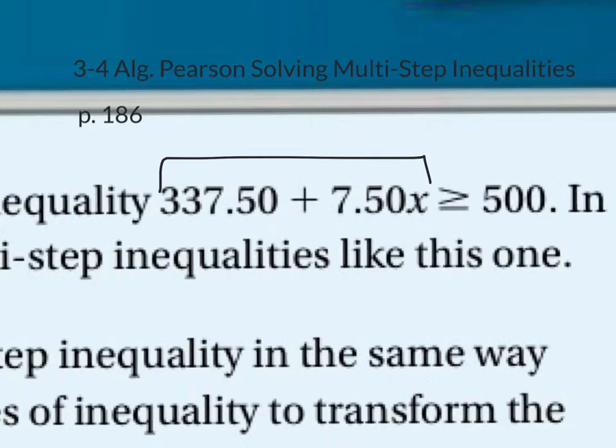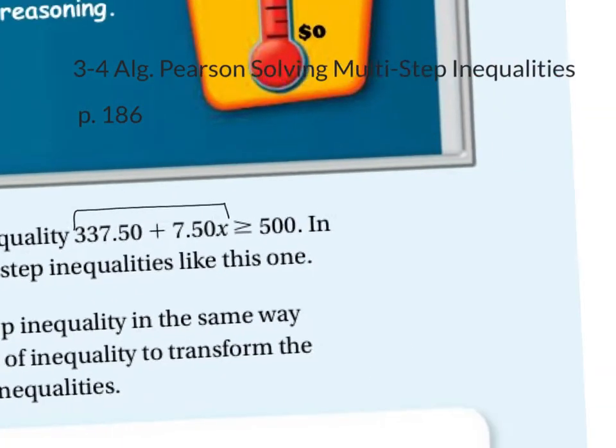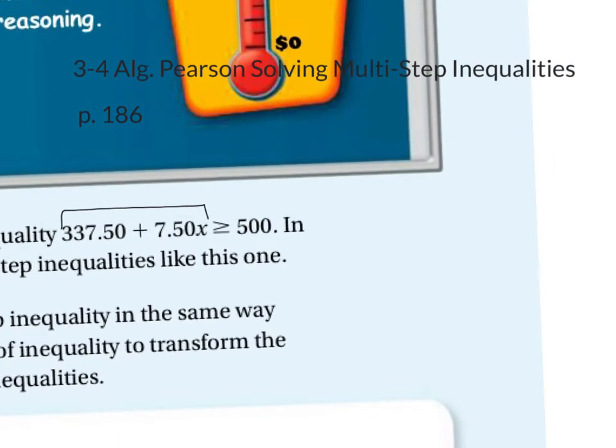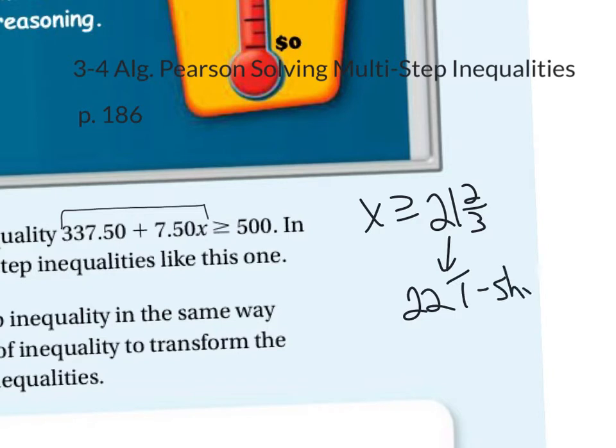So this inequality, we could actually solve. We could subtract $337.50 on both sides, and then divide by $7.50, and then it comes out to x is greater than or equal to 21 2/3. So they have to sell at least 21 2/3 t-shirts. Probably nobody's going to want 2/3 of a t-shirt, so they're probably going to have to sell at least 22 t-shirts.